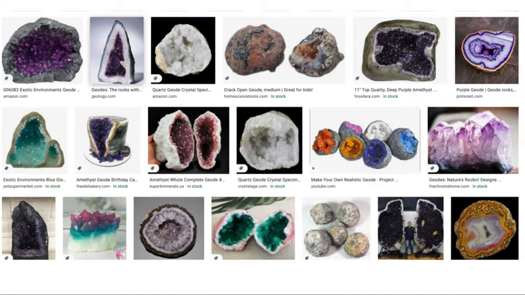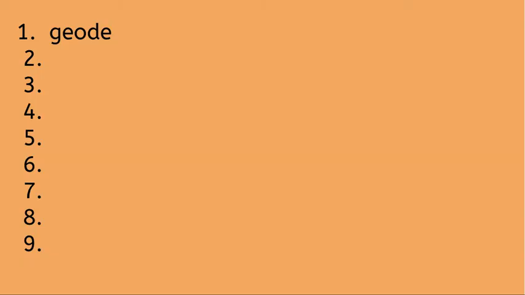Okay. So, word number 2, geology. Geology is the study of the earth, its structure, its products, and its history. Geology. Here's how to spell geology.